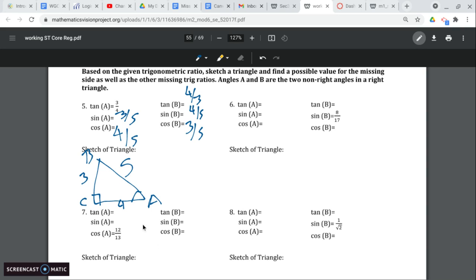So that's what you guys will be doing for this section. Use what's given to you to create your triangle, find your missing side, and then fill in the rest of the ratios. And remember, the tangents between A and B, we just flip them. They're just reciprocals. Sine A is the same thing as cosine B. Cosine A is the same thing as sine B. So like over here, we have sine B is 8/17. That means cosine A would be 8/17. So it gets you that other value, okay?